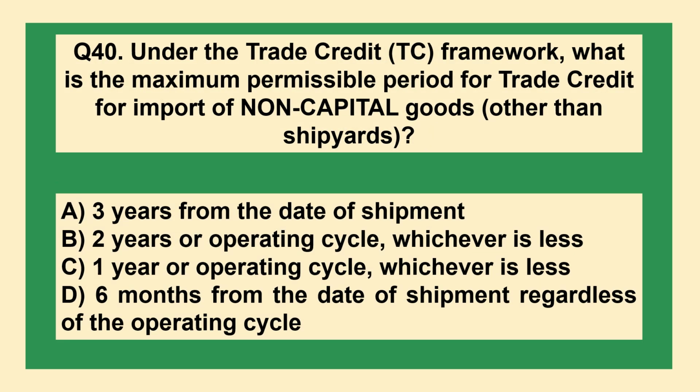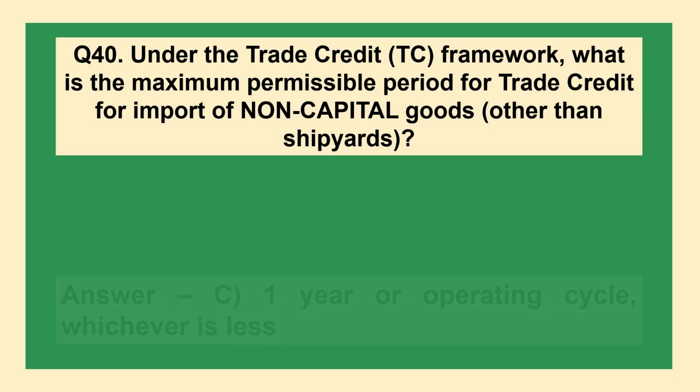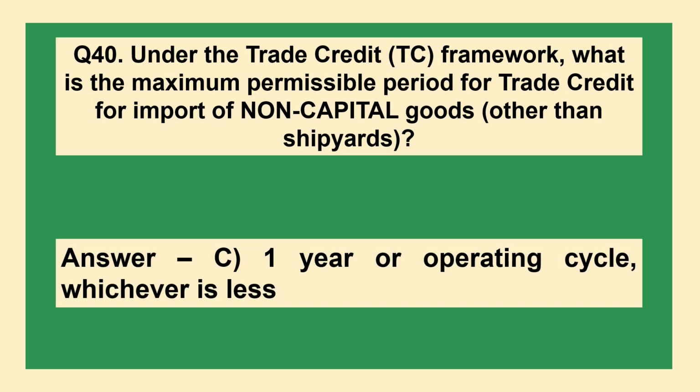Under the Trade Credit (TC) framework, what is the maximum permissible period for trade credit for import of non-capital goods other than shipyards? A. 3 years from the date of shipment. B. 2 years or operating cycle, whichever is less. C. 1 year or operating cycle, whichever is less. D. 6 months from the date of shipment, regardless of the operating cycle. The answer is option C. 1 year or operating cycle, whichever is less.